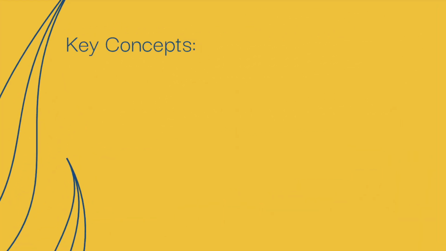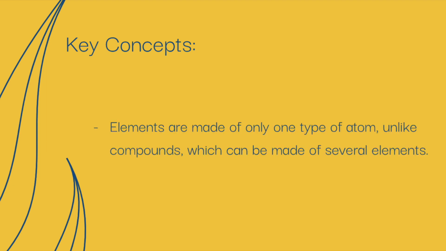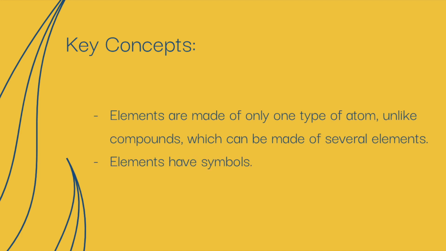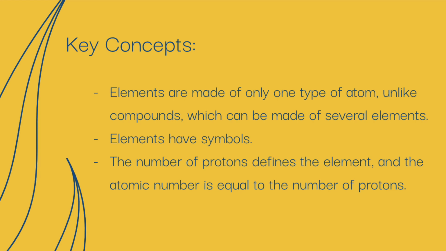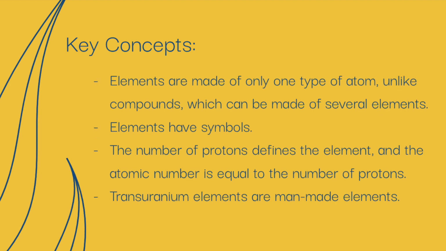Now that we are aware what makes an element and what sort of elements are out there, let's review the concepts that we covered. First of all, elements are made of only one type of atom, unlike compounds, which can be made of several elements. Elements have symbols. The number of protons defines the element, and the atomic number is equal to the number of protons. Transuranium elements are man-made elements.